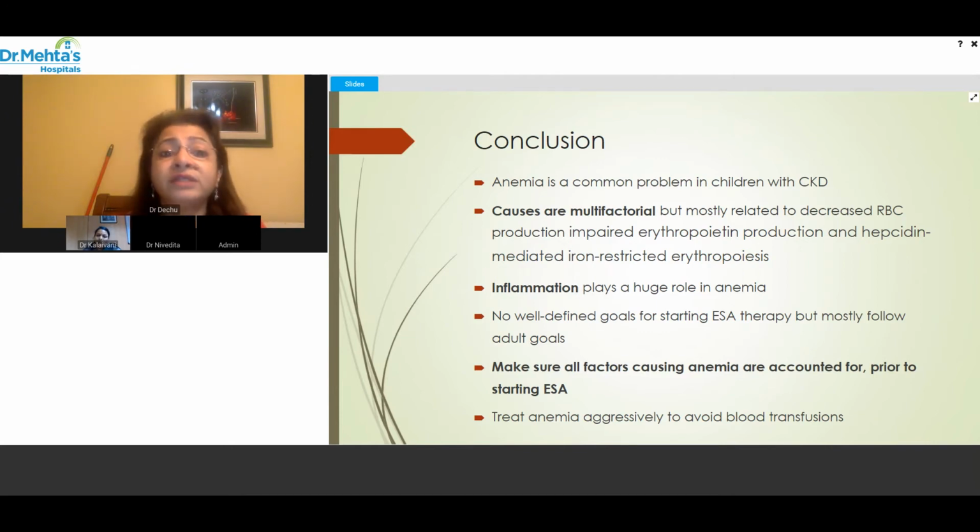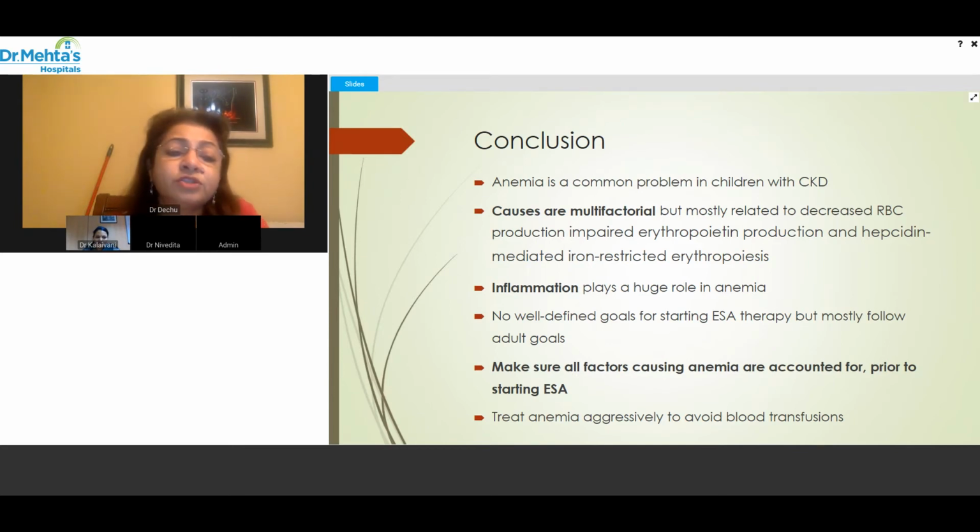It's not always erythropoietin deficiency, it's multifactorial, but mostly related to decreased RBC production, impaired erythropoietin production, and hepcidin-mediated iron-restricted erythropoiesis. Inflammation plays a huge role in anemia of CKD, and there are no well-defined goals for starting erythropoietin therapy, but we usually follow adult goals, which is hemoglobin of less than 10.